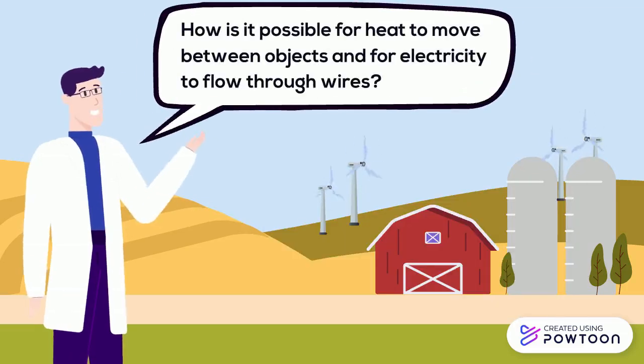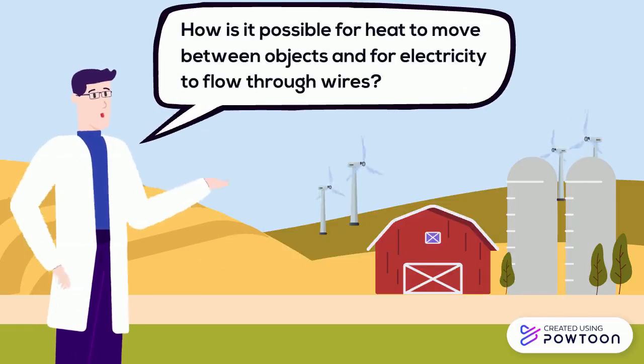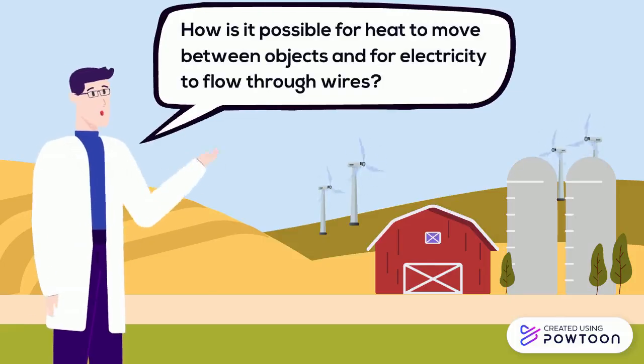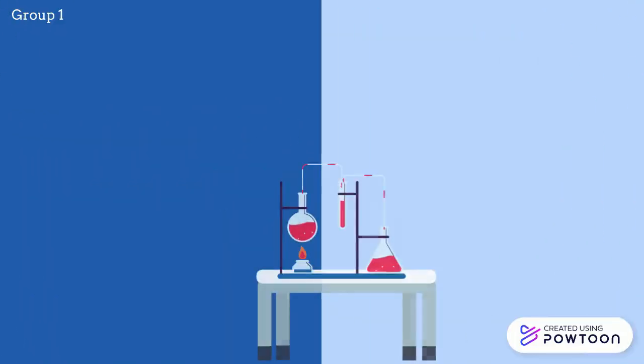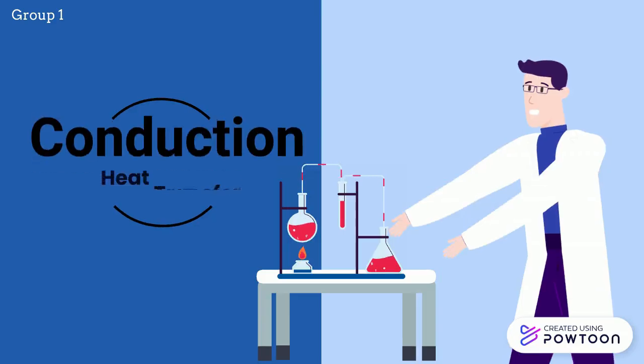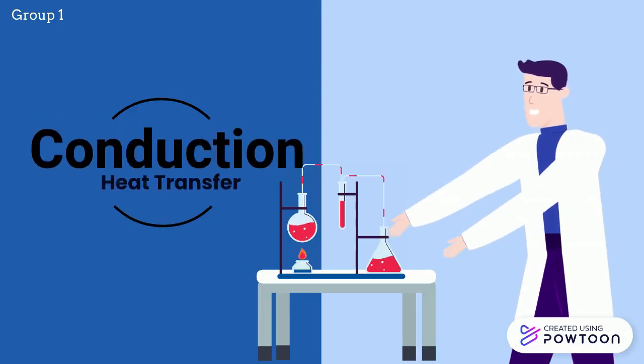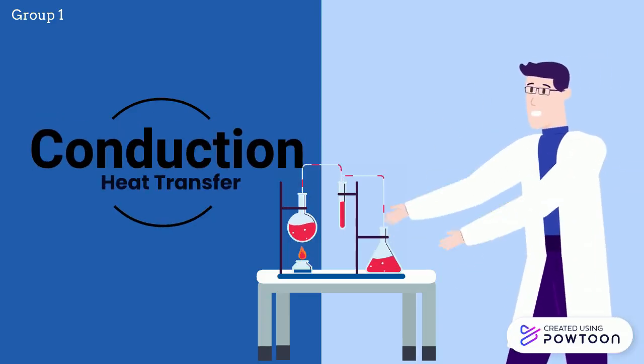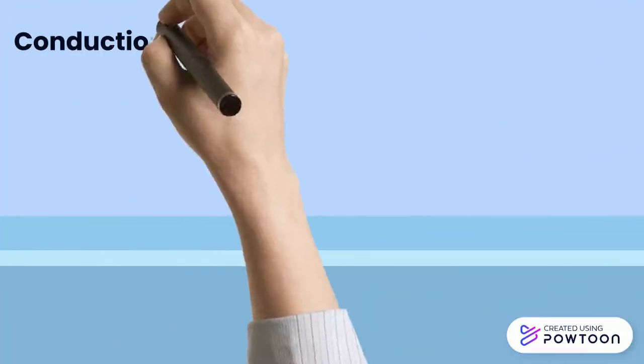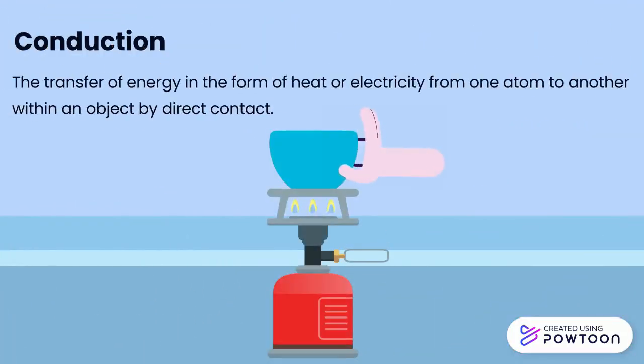How is it possible for heat to move between objects and for electricity to flow through wires? Both phenomena are explained by a fundamental physical process known as conduction. Conduction, the transfer of energy in the form of heat or electricity from one atom to another within an object by direct contact.